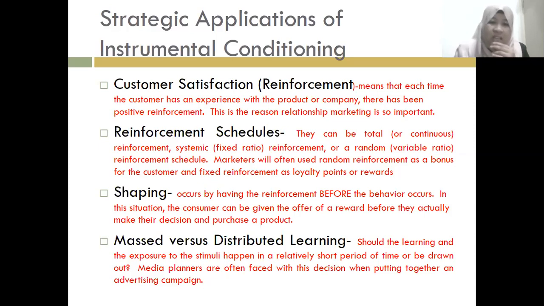Should the learning and exposure to the stimuli happen in a relatively short period of time or be drawn out? So this one, certain of the action, sometimes we learn in a short time or over a long time. So whether it is mass or distributed from time to time.